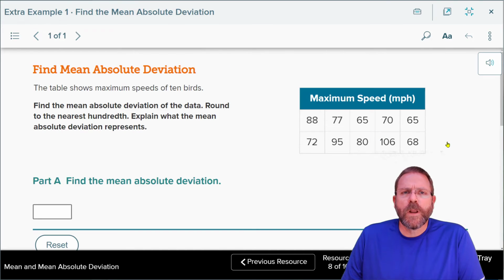Now it's going to be your turn. Pause the video and find the mean absolute deviation of this set of data about the maximum speed of 10 birds.